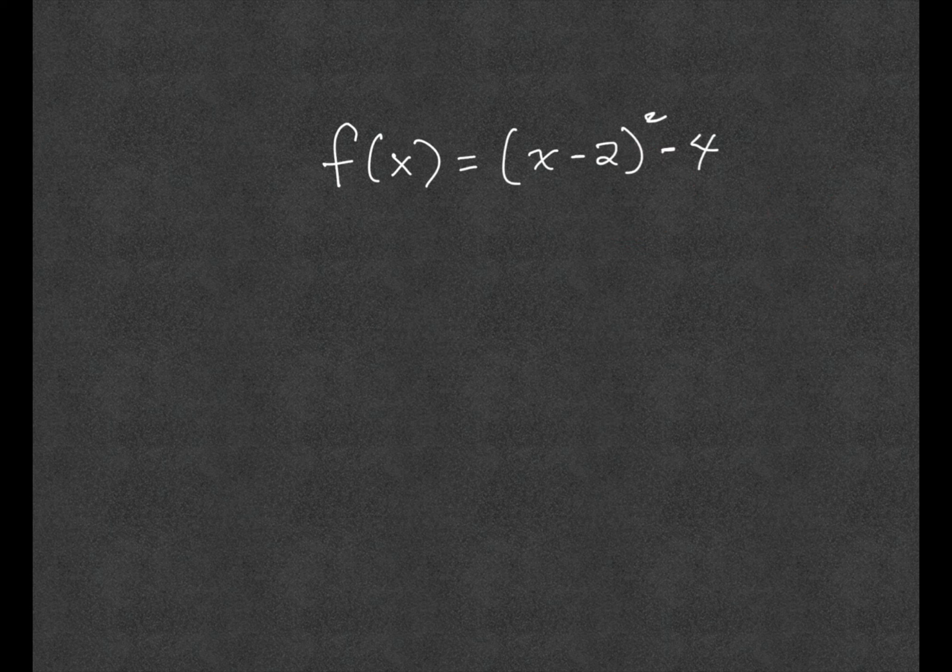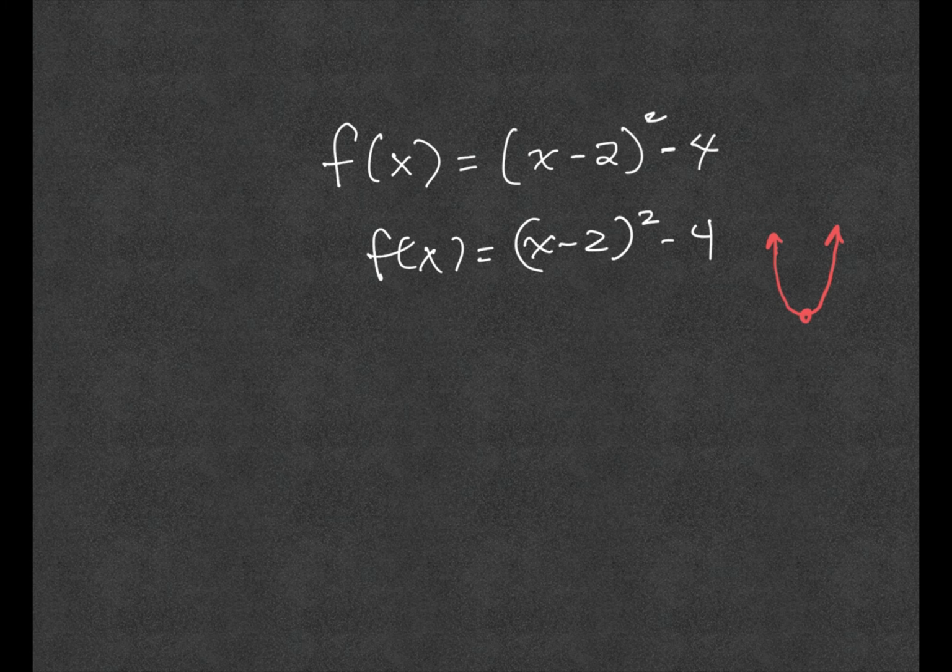Okay, next example, we have f of x equals (x minus 2) squared minus 4. What is this shape? It's positive a. So what is this going to be? Yeah, it's going to be a parabola pointed up. But we need to know the vertex because that's the lowest point for a parabola pointing up, right?